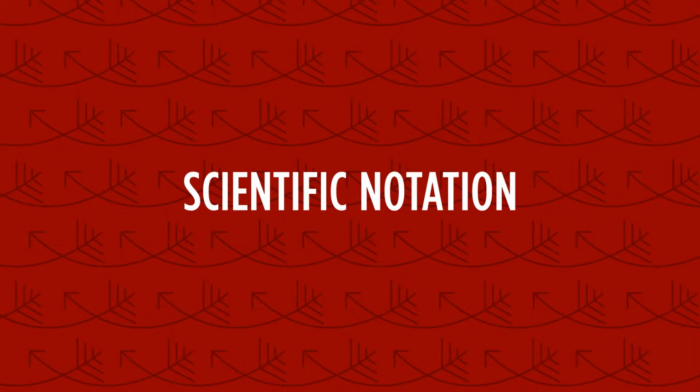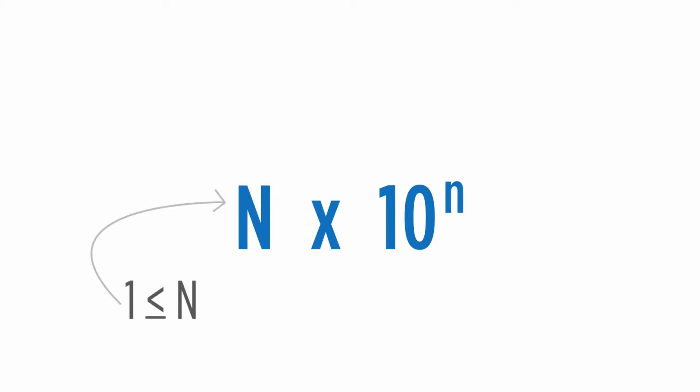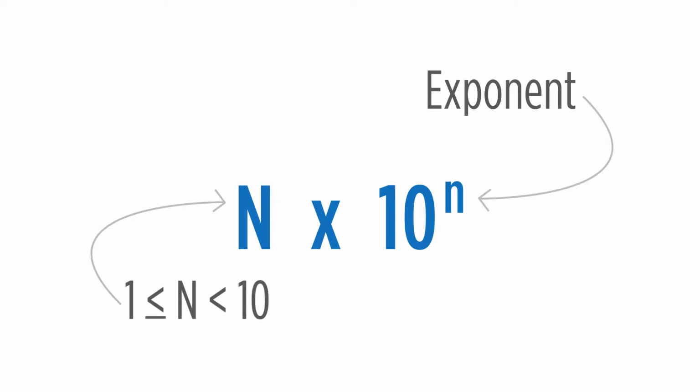In this video, we're going to look at scientific notation, how to express numbers in scientific notation, and do calculations in scientific notation. Scientific notation is N times 10 to the n. The N is a value greater than or equal to 1 and less than 10. The n is the exponent.